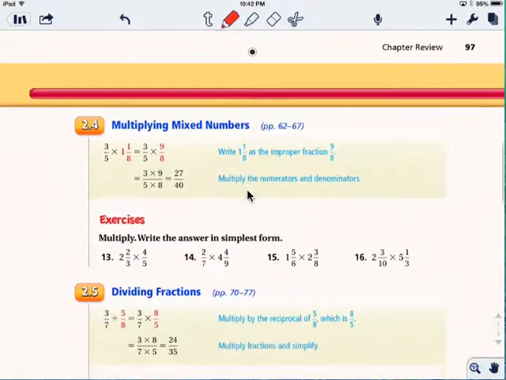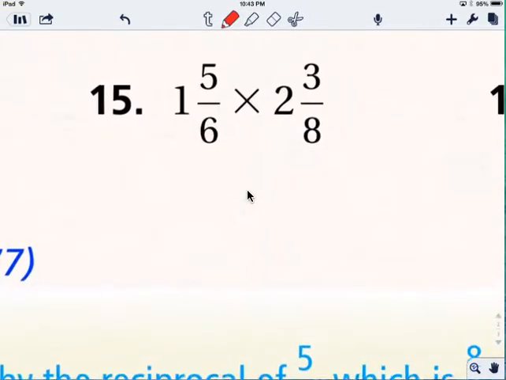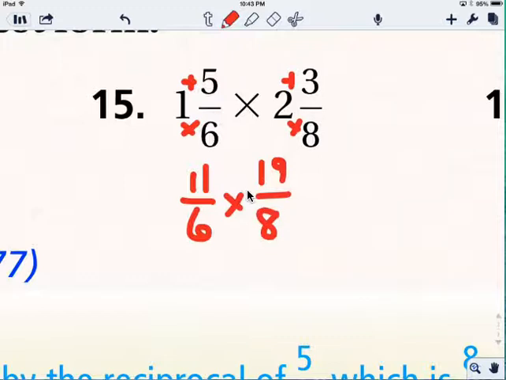Okay, multiplying mixed numbers. Same thing as multiplying fractions, except we don't multiply by a mixed number. We take our mixed number and we make that into an improper fraction. For improper fractions, it's denominator times the whole number plus the numerator. 6 times 1 plus 5. 6 times 1 is 6, plus 5 is 11/6. And then 2 and 3/8. 8 times 2 is 16, plus 3 is 19/8.